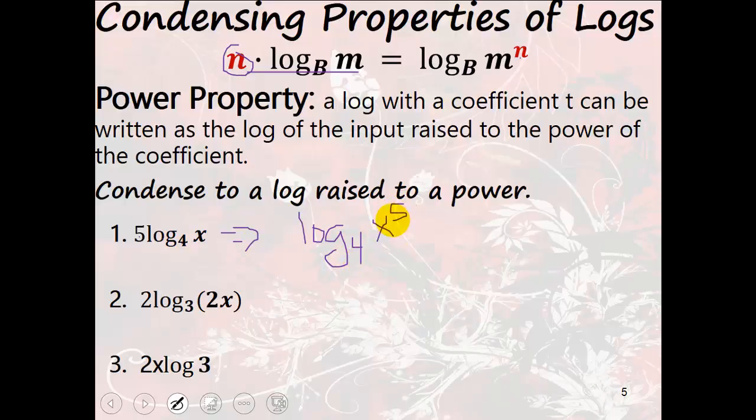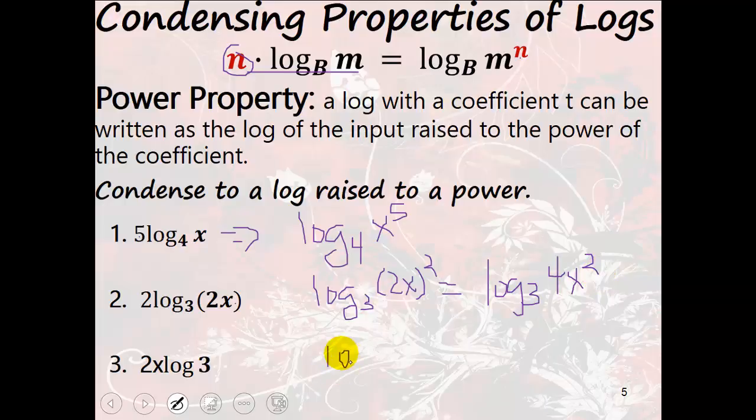Number 2, 2 times log base 3 of the input 2x can be rewritten as log base 3 of 2x squared, which you could also write as log base 3 of 4x squared, like so. And then the final example here, this would be log base 10 of the input 3 raised to the 2x power, right? Why don't you try your video question, and then we'll go and we will use these with more than one property at a time.